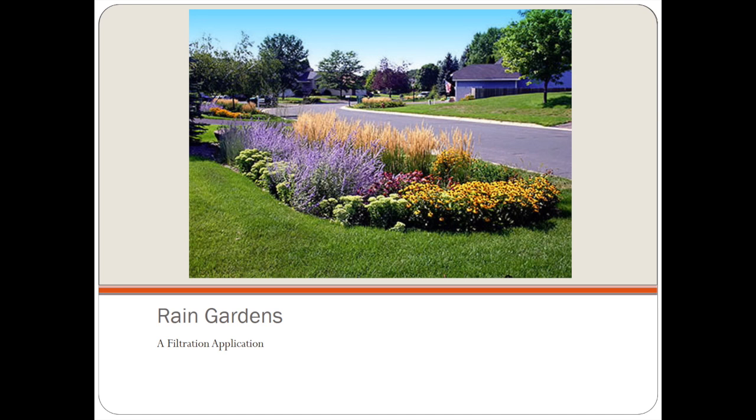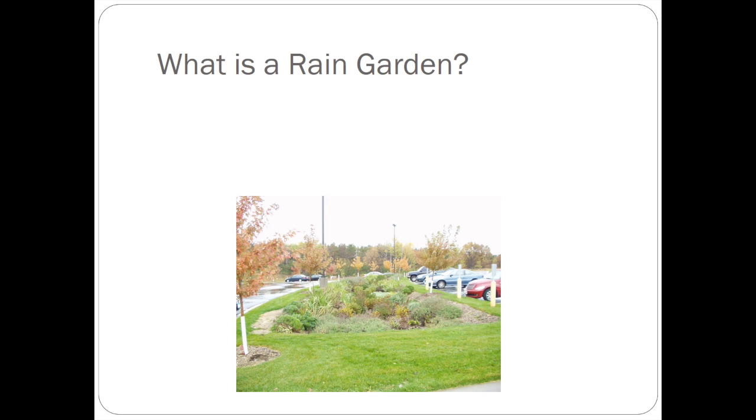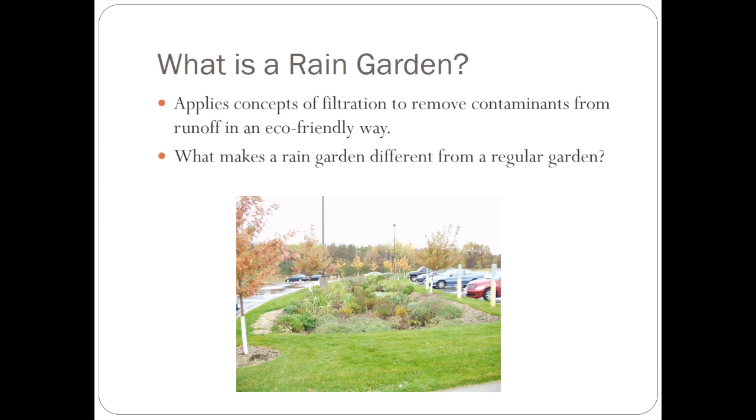Apart from filtration in water treatment plants, rain gardens are another example of a filtration application. Has anyone heard of a rain garden? What do you think it's used for? What is a rain garden? Rain gardens apply filtration concepts to remove contaminants from urban runoff. What makes a rain garden different from a regular garden?